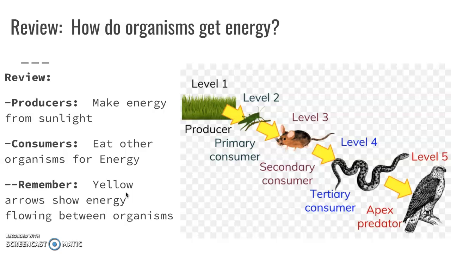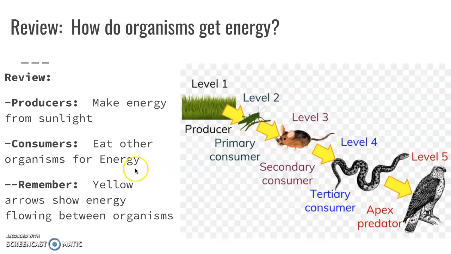How do organisms get their energy? So this is a review. Producers make their energy from sunlight. Mostly. They could be chemoautotrophs where they make energy from chemicals, but most producers are photoautotrophs. They make it from sunlight. Consumers, like the primary, secondary, tertiary, apex, they all must eat other organisms or organic matter for energy. Those are your herbivores, your carnivores, your omnivores, your scavengers, your decomposers.